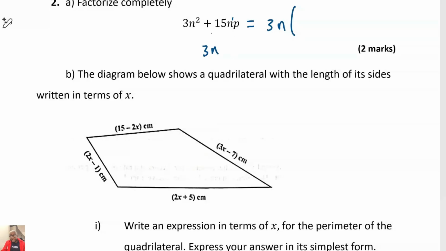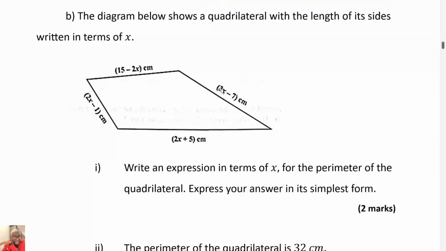So this 3n now needs to be divided into this and into this. 3 into 3 cancels. N into n squared leaves me with n. 3 into 15 is 5, n into n cancels, and you remain with p. Everybody good there? That's my complete factorization. 2 marks in the bag.